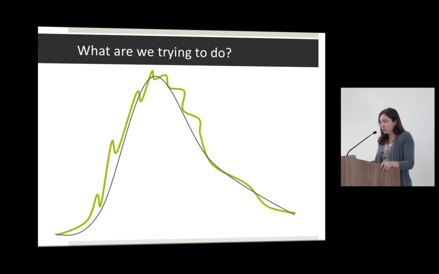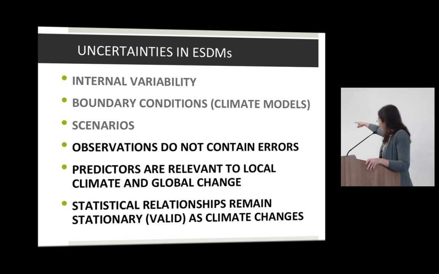So when you're doing statistical modeling, we have our uncertainties in internal variability, the science, the scenarios, but then we're also making 3 other big assumptions. We're assuming, number 1, that our observations don't contain errors. Anyone who's ever worked with observations at this point is welcome to give a hollow laugh. Because they do. They contain horrible errors.